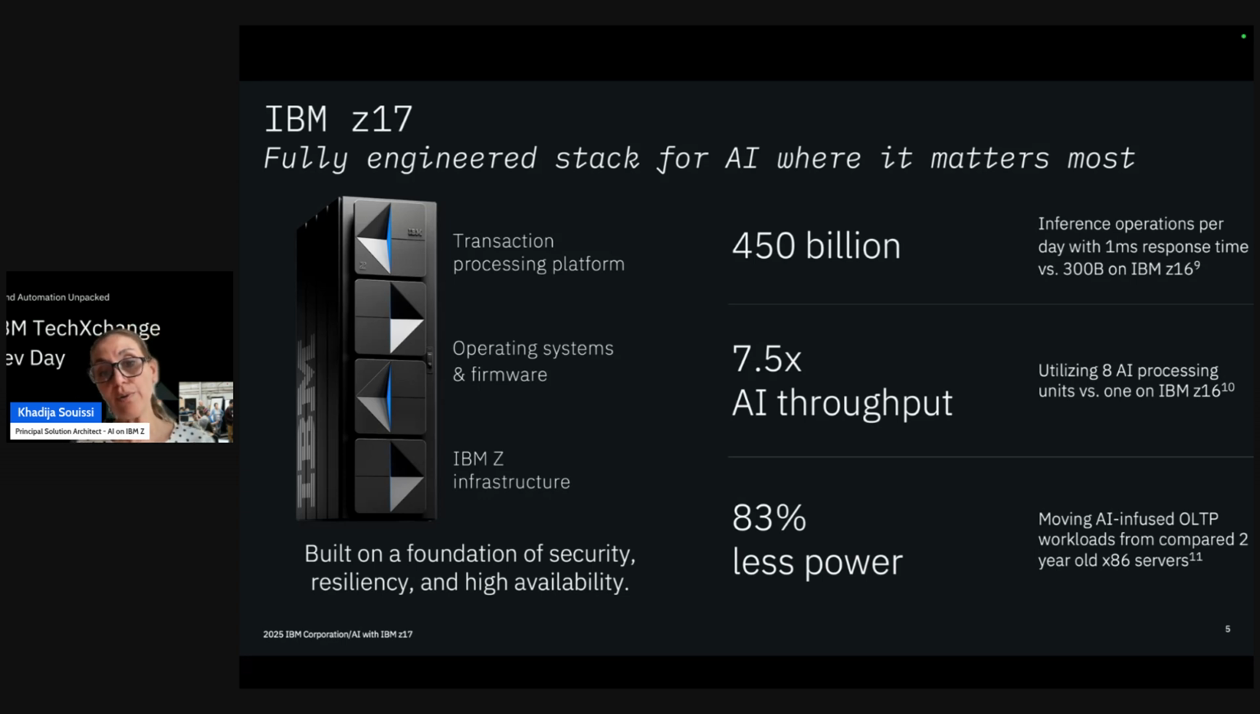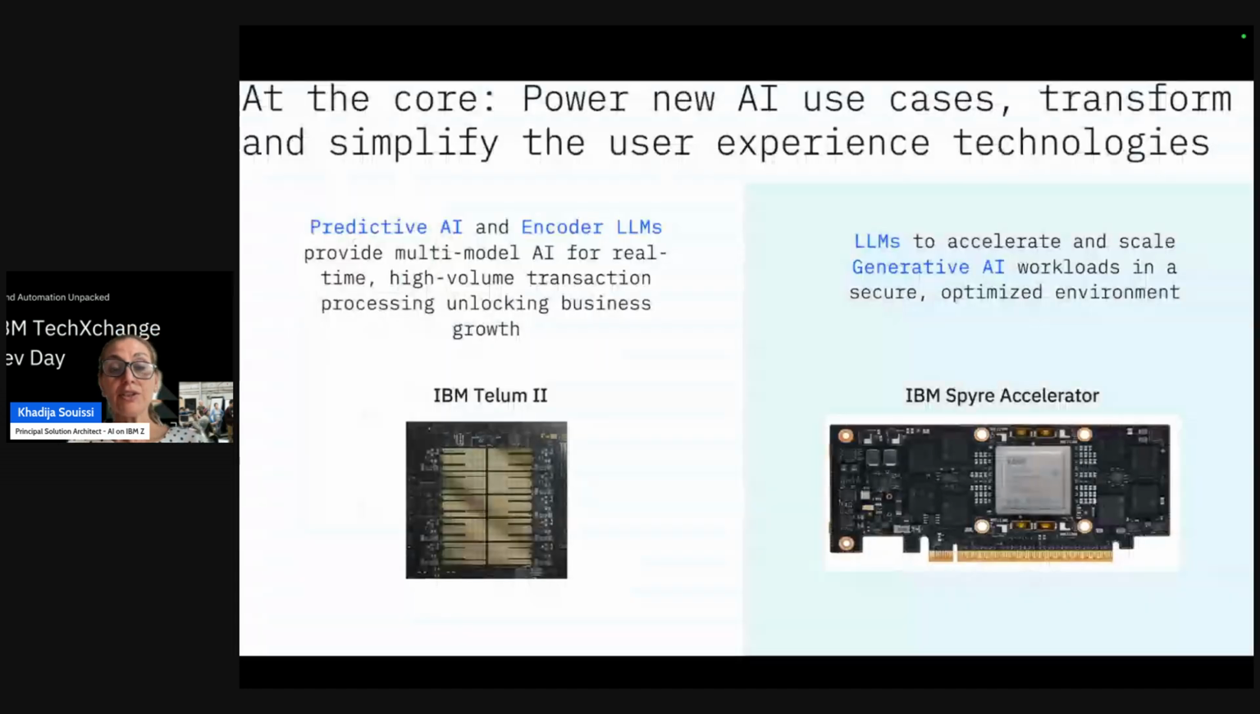And we are also moving the AI-infused OLTP workloads to IBM Z, and thus we are reducing the power and also introducing technologies that are energy efficient, and I'm going to talk more about that later. So in terms of the hardware, what are we doing there?